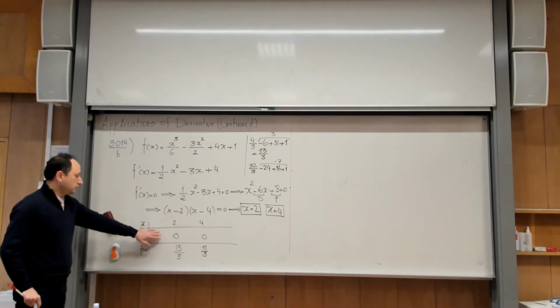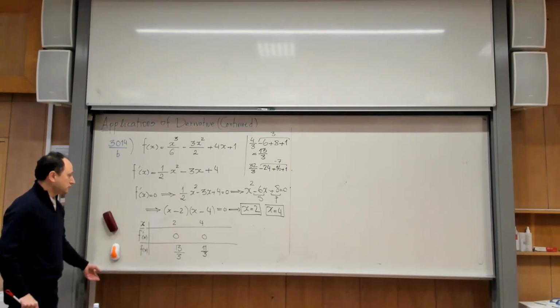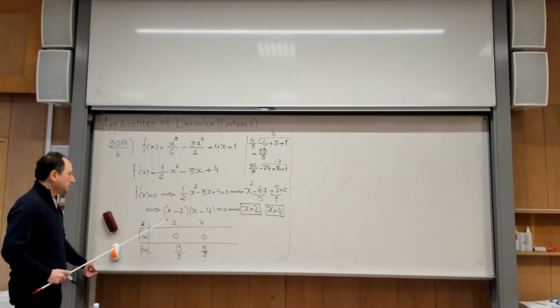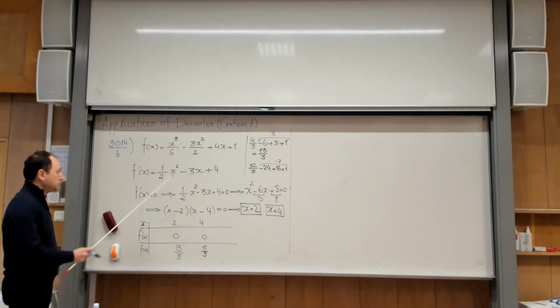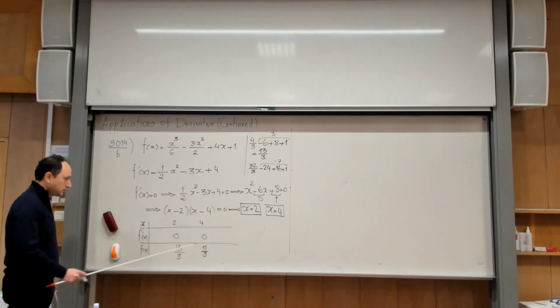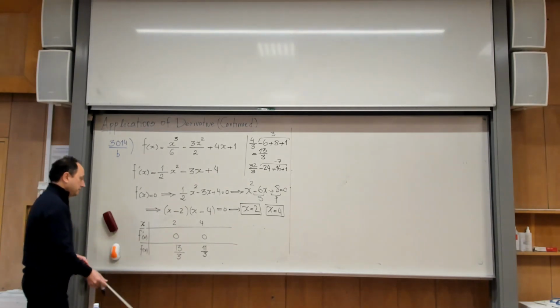So if I want to know the sign here, I choose a number smaller than 2. For example, the best choice is 0. It's easier. Where should I put it if I want to know the sign here? Should I put it here or in the derivative? In the derivative, because this is the derivative line. So I put 0 here, I get 4. 4 is positive.